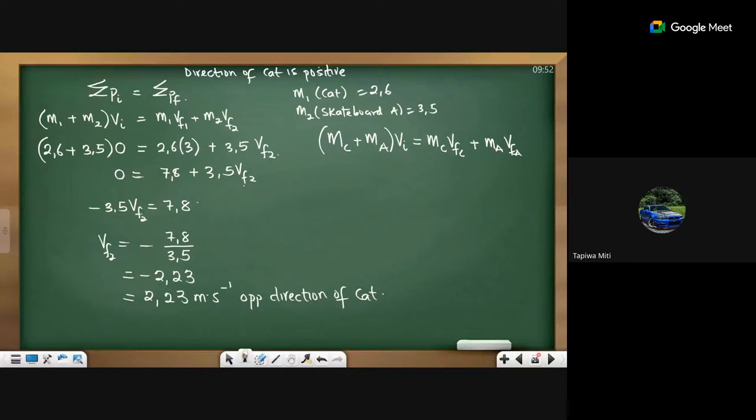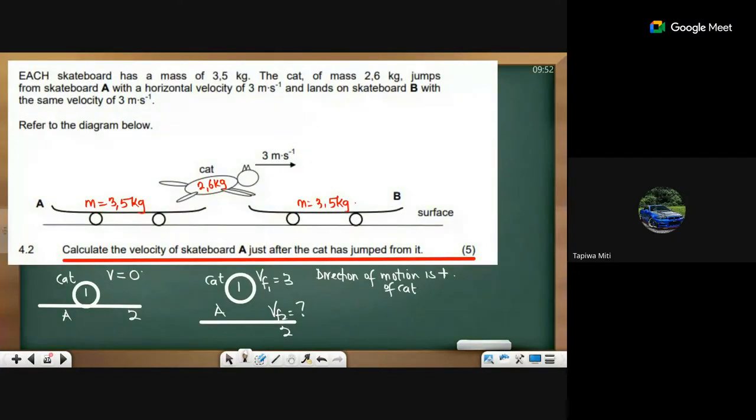Let me take you back. What are we looking for? Read the question. Calculate the velocity. So what's the unit of velocity? Oh, it's v, sir. Meters per second. Meters per second, yes. So are we okay now? Yeah, sir. Thank you, sir.